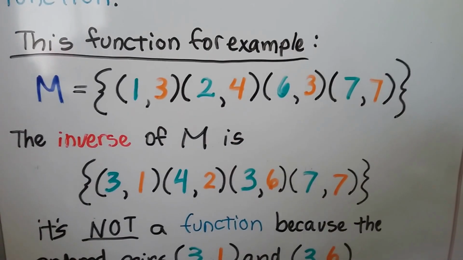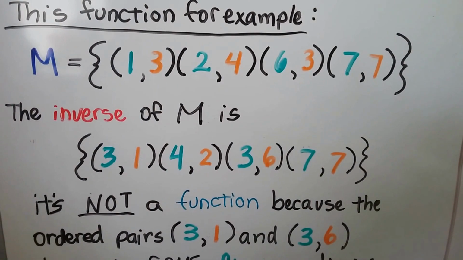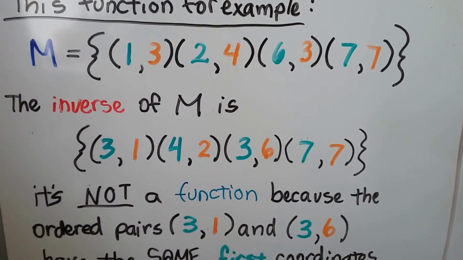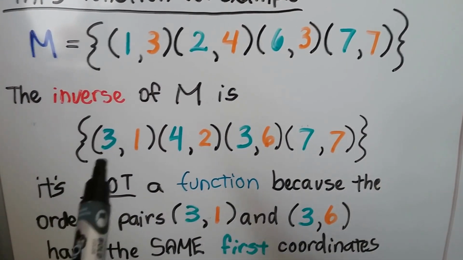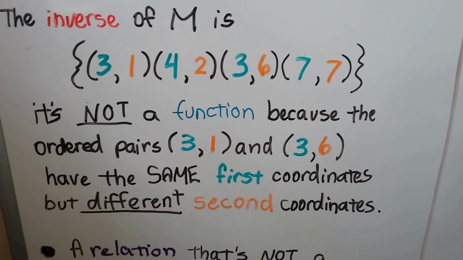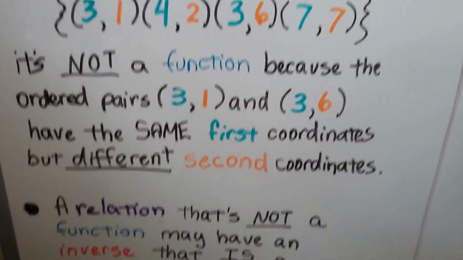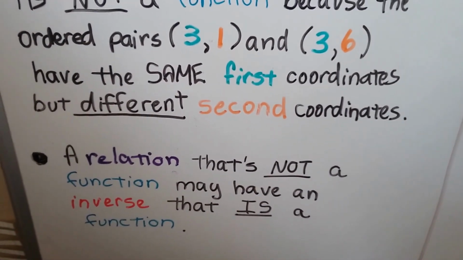Look at this example. We've got m equals this set of four ordered pairs, and the inverse of m would be the x and y values interchanged. Well, this is not a function because the ordered pairs (3, 1) and (3, 6) have the same first coordinates of 3, but different second coordinates. And a relation that's not a function may have an inverse that is a function.